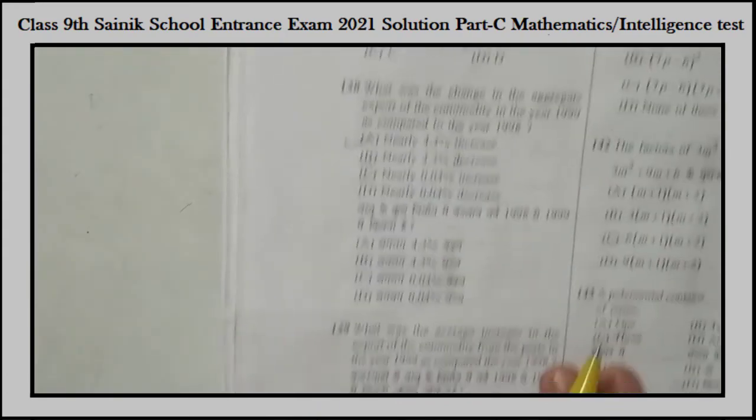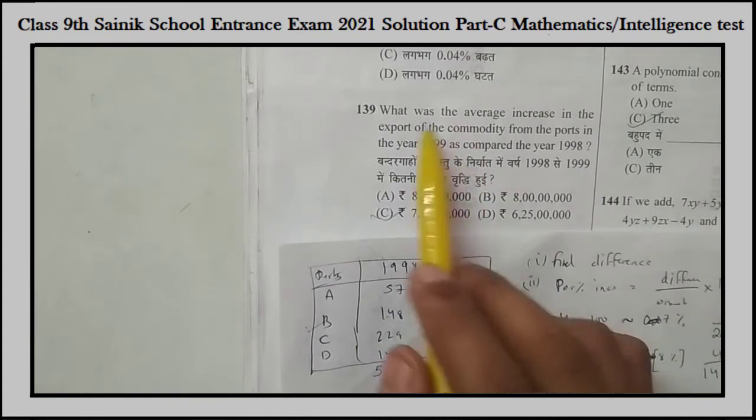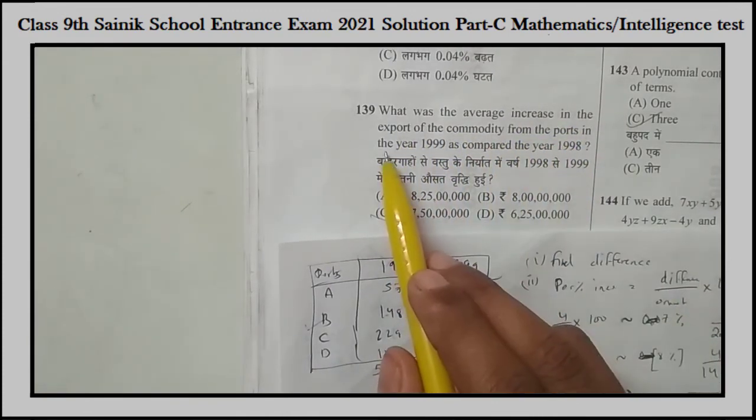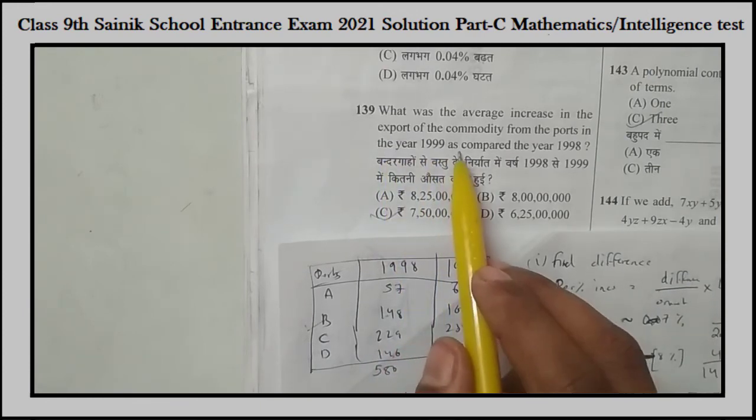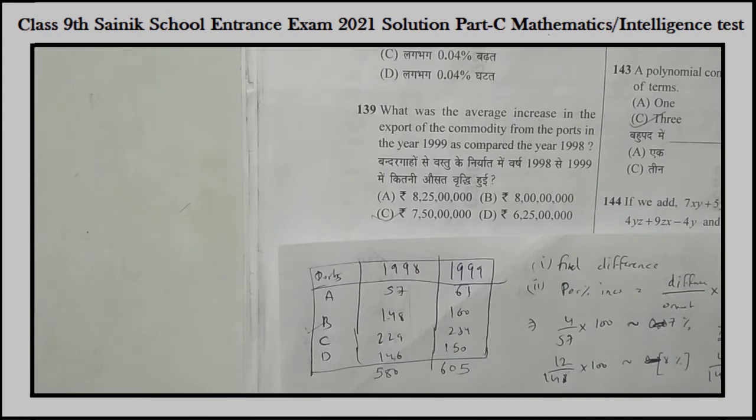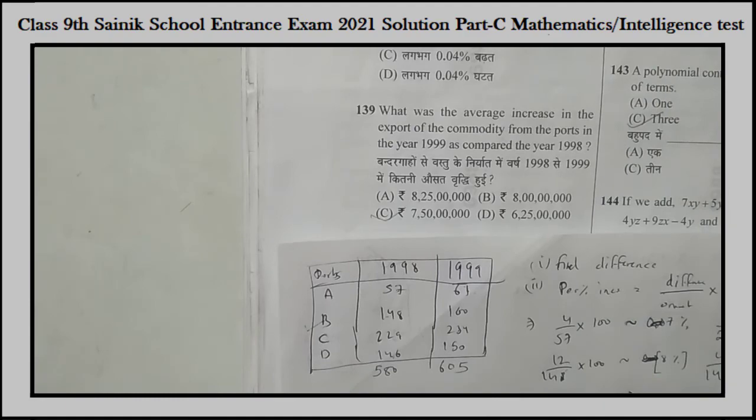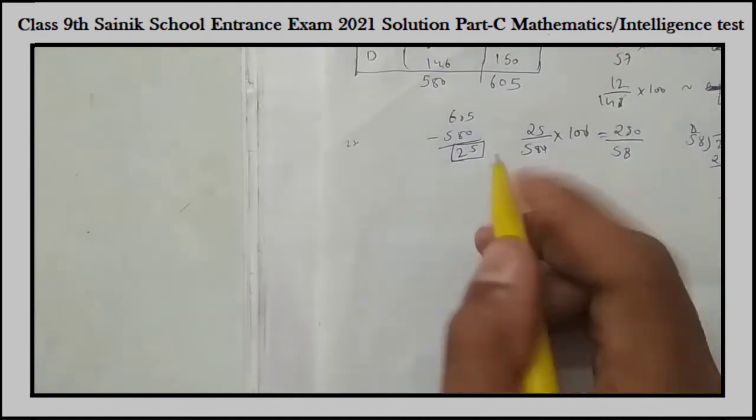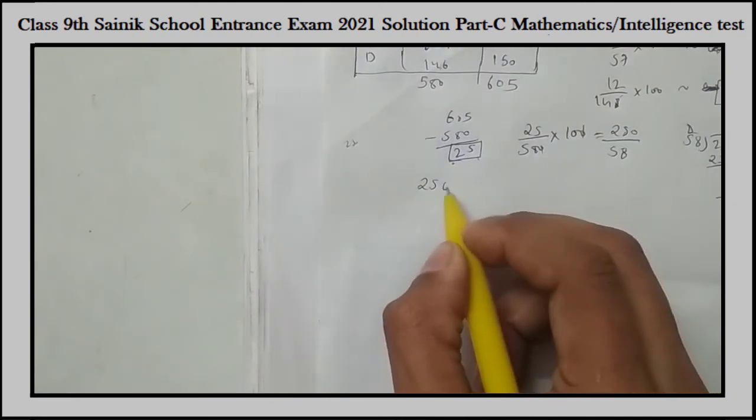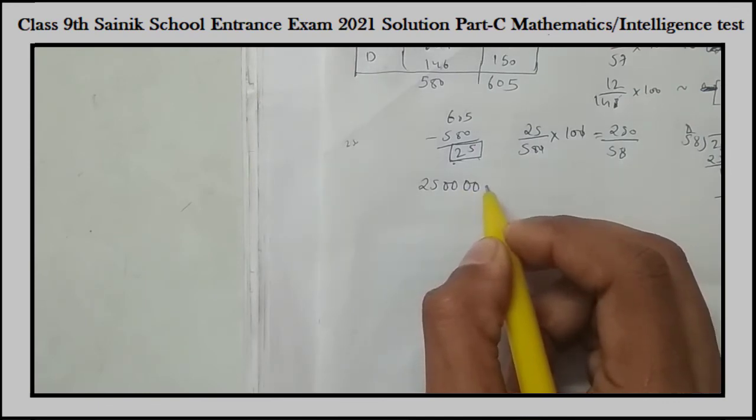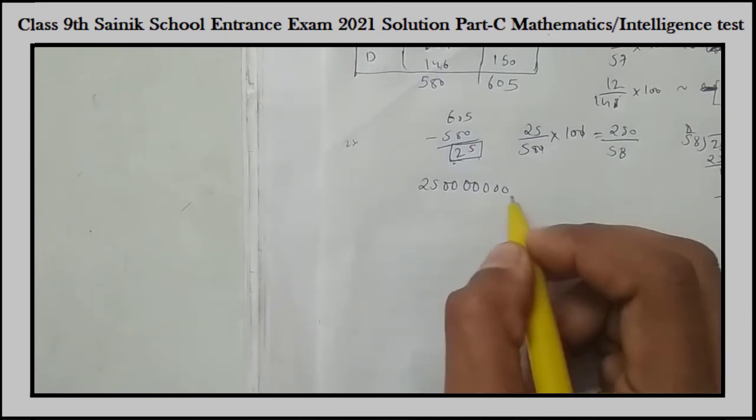Okay, so the next question is: what was the average increase in the export of the commodity from the ports in the year 1999 as compared to the year 1998? So how can we find the average increase? First of all, find the total increase. The total increase is 25 crore. This is 25 crore.